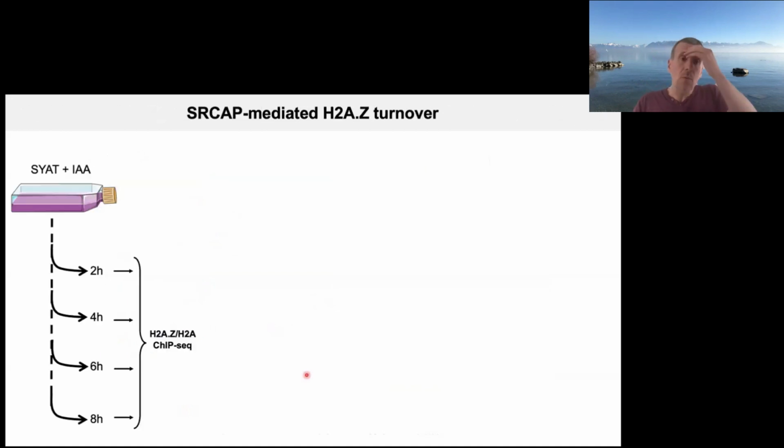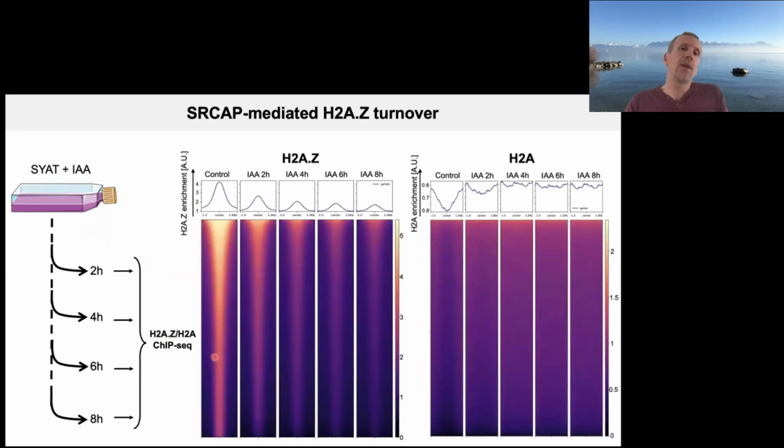The next question was, what happens to H2A.Z and H2A if we deplete SRCAP? We expected to see this swap from H2A.Z to H2A nucleosomes, but we didn't know beforehand what the timescales of this swapping would be. So we took our cell line, treated it with auxin for different time durations, and performed both H2A.Z and H2A ChIP-seq. What we found is that H2A.Z is rapidly depleted from chromatin.